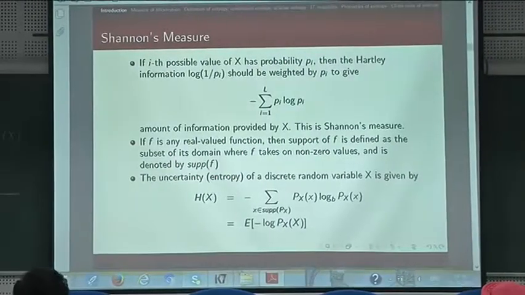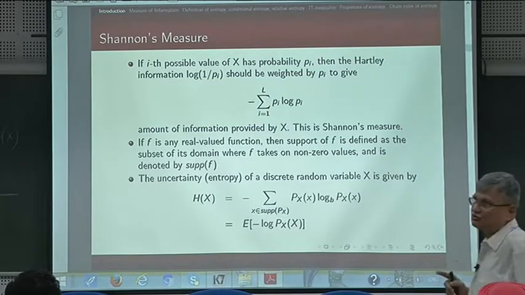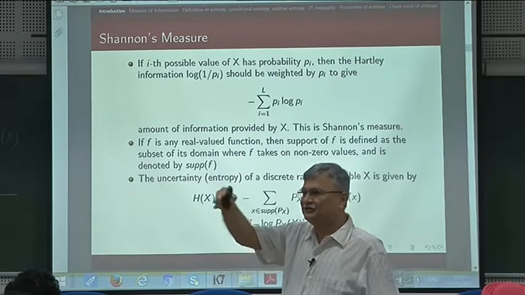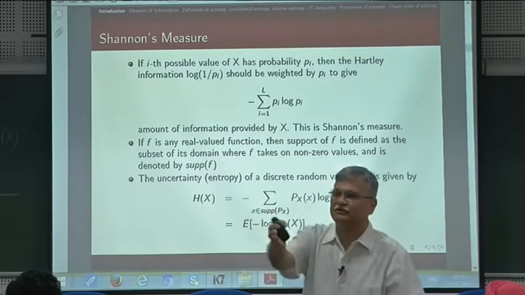So, the uncertainty or entropy of a discrete random variable is given by this. Now, please note that the word entropy has been used to denote uncertainty, and information is used to denote reduction in uncertainty. When you reduce uncertainty, by the amount the uncertainty is reduced, that much information has been conveyed.